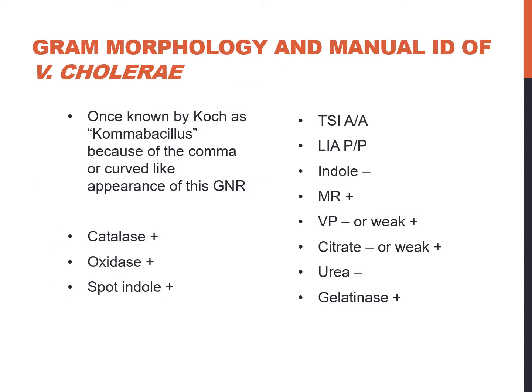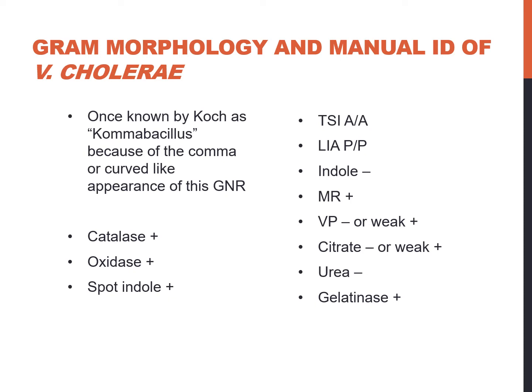To identify Vibrio cholerae, one of the first things we want to do is gram stain it. It does have a comma or curve-like appearance. It is a gram-negative rod. It used to be known as comma bacillus because of the comma or curve-like appearance of this gram-negative rod.